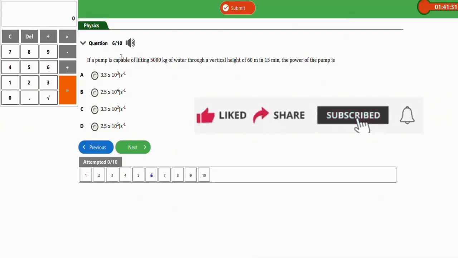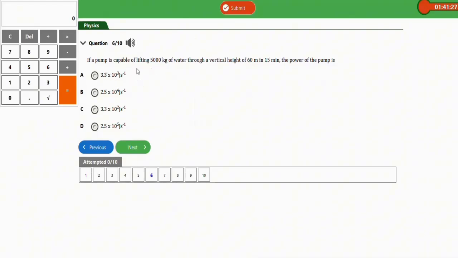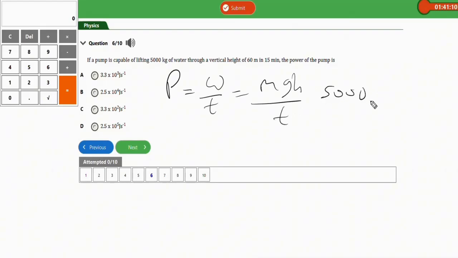We really appreciate this. I think we have solved this question before. We got 3.3 times 10 to the power 3 joule per second. But let's solve it again, as it is one of the ways of mastering it. So power is work over time, which is mgh over time. In this question, we have the mass to be 5,000, times acceleration due to gravity is 10, times height is 60, over 15 times 60.